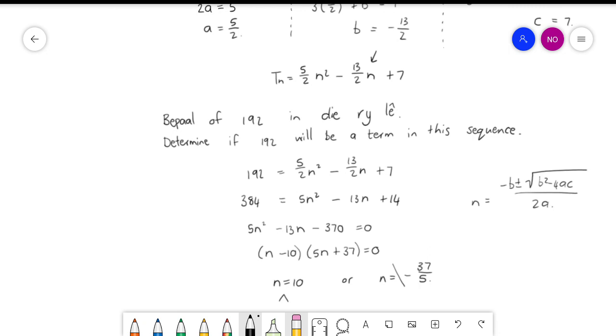I asked you, determine whether it lies in this sequence. So you need to answer that. So is it a term in the sequence that we're working with? Yes or no?